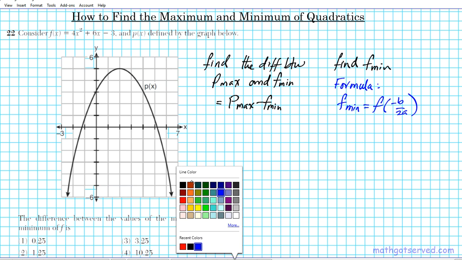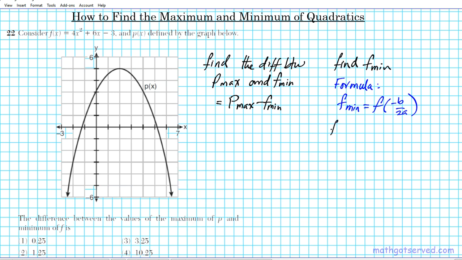All right, so let's call up the f of x function. F of x is 4x squared plus 6x minus 3. A is 4, B is 6, and C is negative 3. We don't need C for this problem. We just need A and B, 4 and 6.